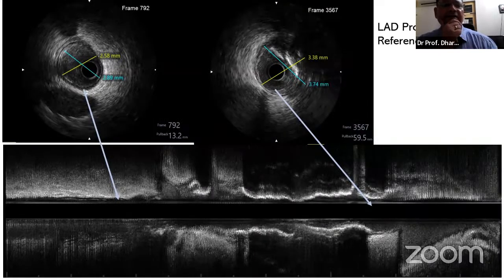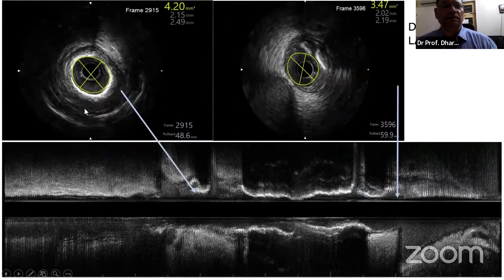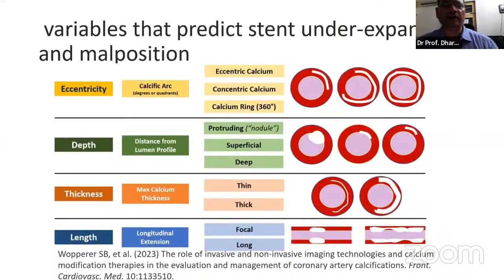You can see very well that there was calcium from proximal to mid, and it was almost 360 degrees. Calcium was there at various places, and some calcific nodules were also there. As we all know, there are variables that predict stent under-expansion and malapposition when calcium is there.